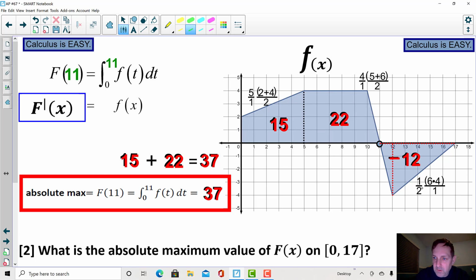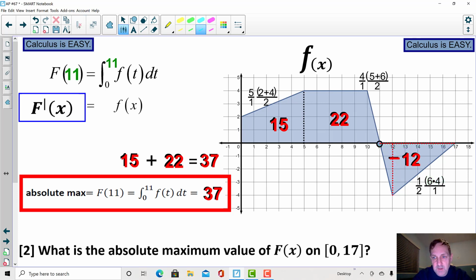The area of a triangle is going to be 1/2, and then the base times the height. The base is going to be 6, so here's my base. And the height is going to be 4, so here's my height right here. So you end up with 1/2 times 24, and so I'm getting 12. Again, I'm calling it negative 12.